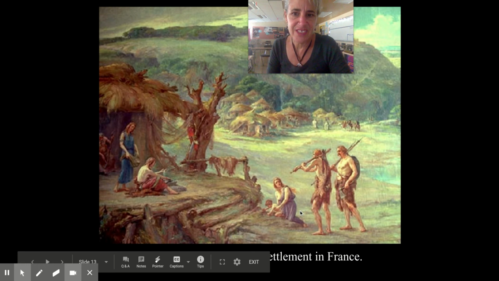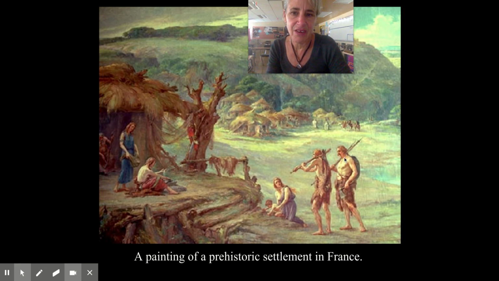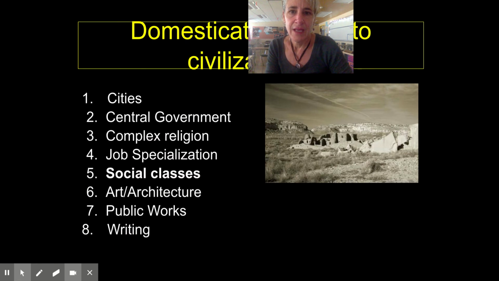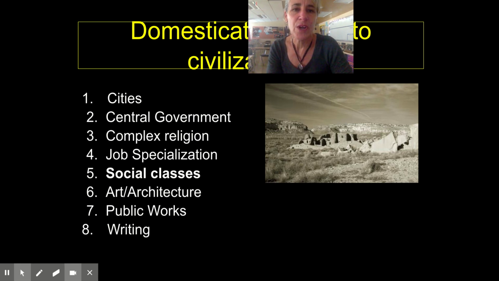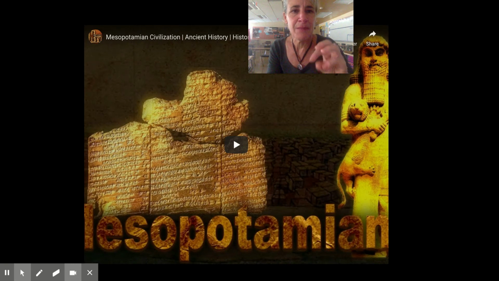Once they've stopped hunting and gathering, now they're settling in the same place. They don't have to move around with the animals to go hunt them. They're staying in one place, and that's a huge change. And this is civilization. And these are the 8 steps that people need to do in order to have civilization. And one of the first places where you start to see this is in Mesopotamia, which is today's Iraq.